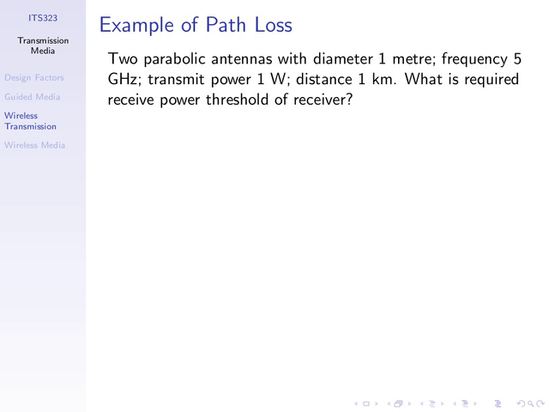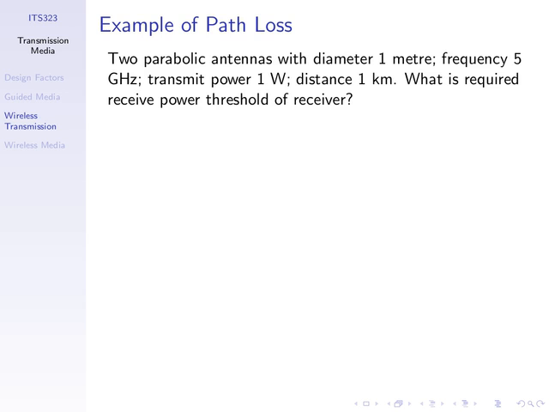Why does it increase the signal? Compared to an isotropic antenna, which disperses the signal all around, our parabolic antenna concentrates that signal in one direction. So in that one direction, our signal is very strong, much stronger than if we dispersed it everywhere.